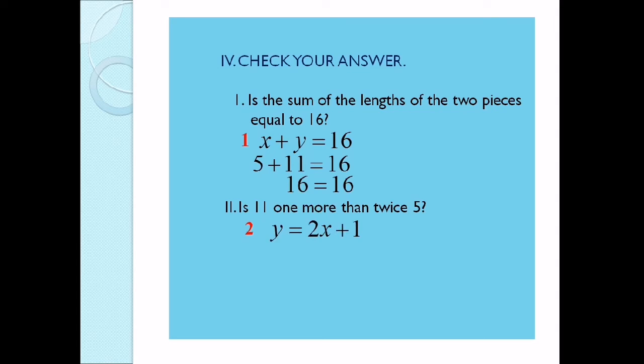For condition 2, is 11 one more than twice 5? Let us use equation 2, y equals 2x plus 1. And then your y is 11 equals 2 times your x, which is 5, plus 1. Then 11 equals 2 times 5 is 10 plus 1. Again, we just substitute all the values. Then 11 equals 11. So therefore, our answer is correct. The smaller piece is 5 feet, and the larger piece is 11 feet.